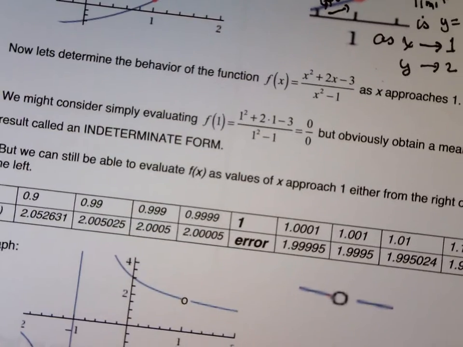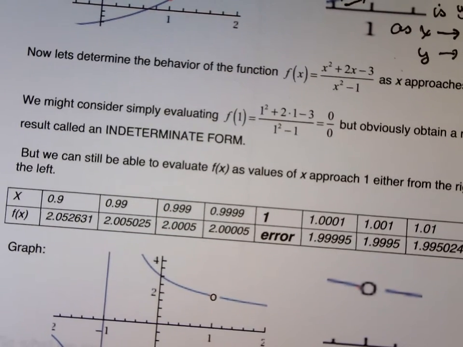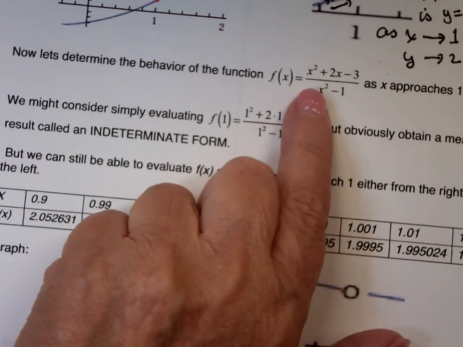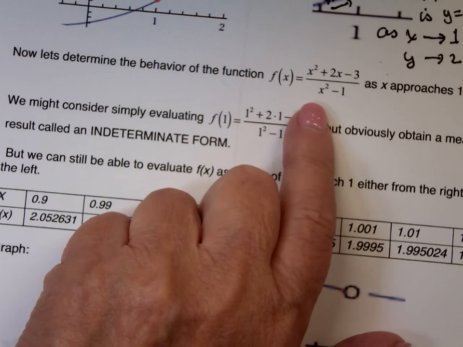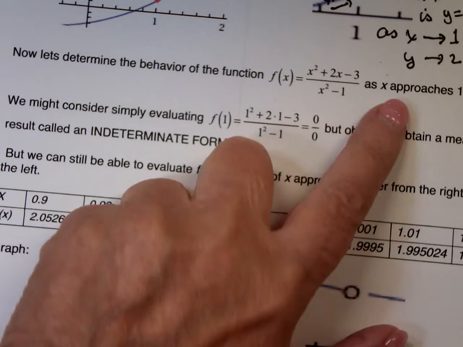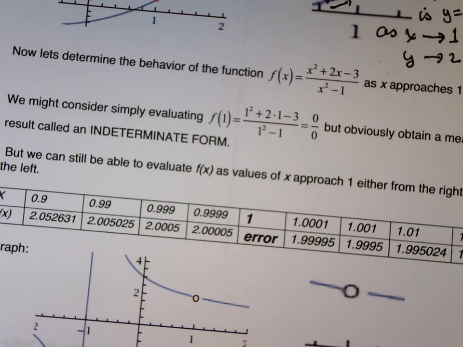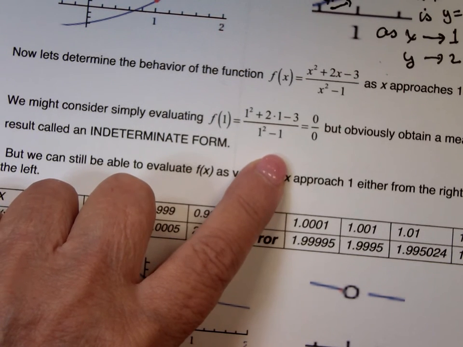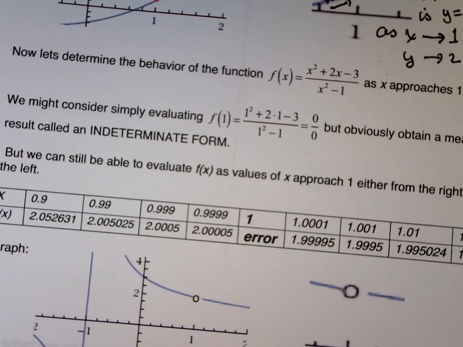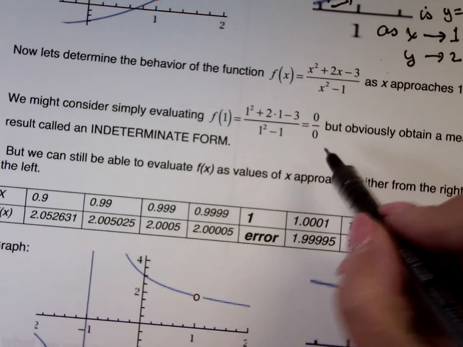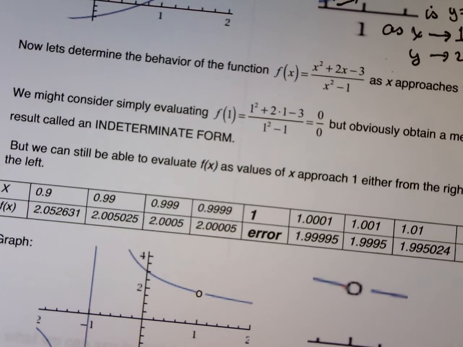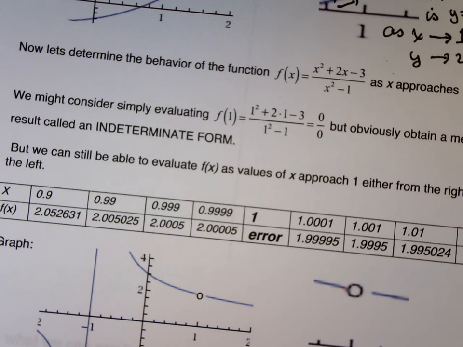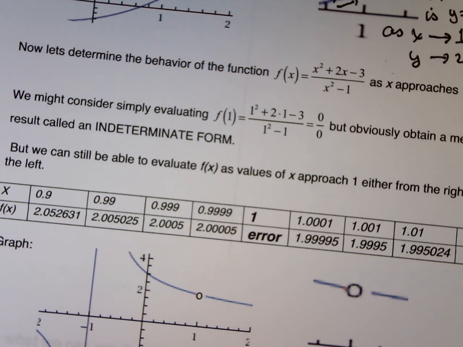Here's the thing that's going to drive us nuts. Suppose I have f of x is equal to (x squared plus 2x minus 3) over (x squared minus 1). We want to take a look at what happens as x approaches 1. Well, if I put x equal to 1 in, what will happen is I get a 0 over 0 form. 0 over 0 form says, I don't know. Haven't a clue. It's called an indeterminate form.